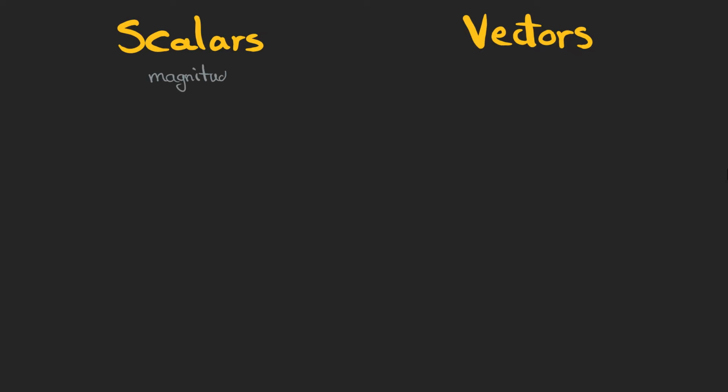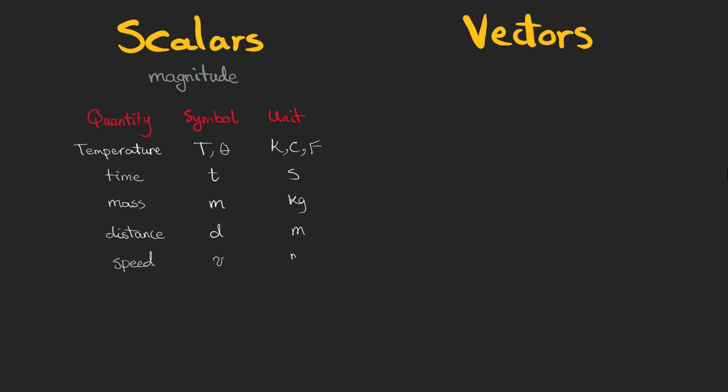Scalars are physical quantities that only have magnitude. Each quantity in physics is shown by a symbol and has a unit to give meaning to the magnitude. For example, temperature can be represented by T or theta and is measured in Kelvin, Celsius, or Fahrenheit. Time, mass, distance, speed, density, electric charge, and energy are some other important scalars.